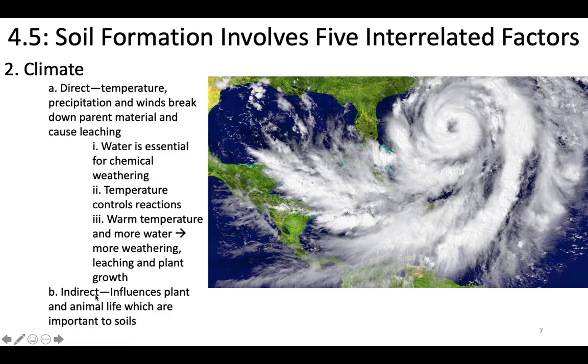And then indirectly, climate can influence it by influencing the plants and animals which live in the soil, and what plants and animals live in soils will also impact the nutrient cycling within soils, which we will also talk about. So if the climate is not hospitable to organisms which help degrade soil, then the nutrient cycling in soil will happen slower.